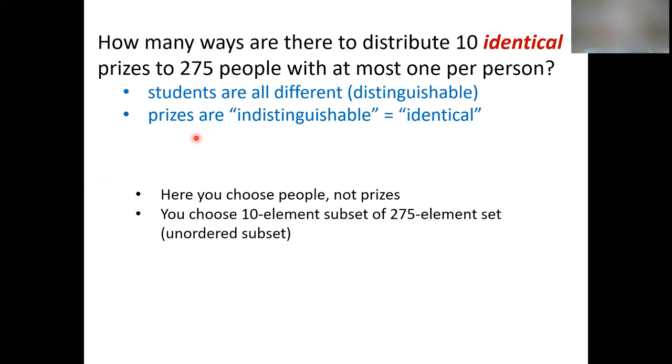Well, you're choosing people. You're choosing a set of 10 people among these 275 that you're going to mark, and these are the ones who are going to get a prize. So it's the number of 10-element subsets, and it's unordered because the prizes are identical. Perhaps you can think of this as some other correspondence, but here is a convenient way to think of this, which gets you an answer.